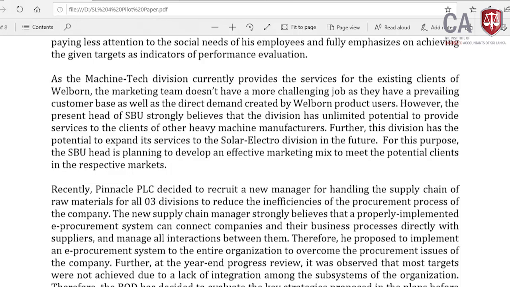that was given in the pre-seen also. No? The marketing team does not have a more challenging job as they have a prevailing customer base as well as direct demand created by Wellborn product users. You have an already developed customer base, then they can easily sell the products. However, the head of SBU strongly believes that the division has unlimited potential to provide services to the clients of other heavy machine manufacturers.